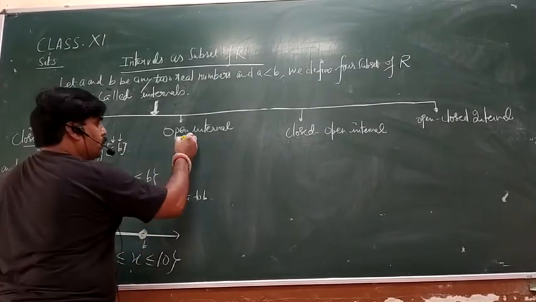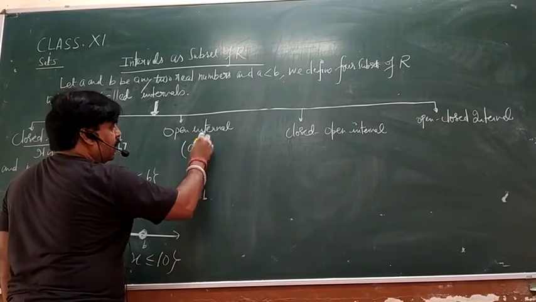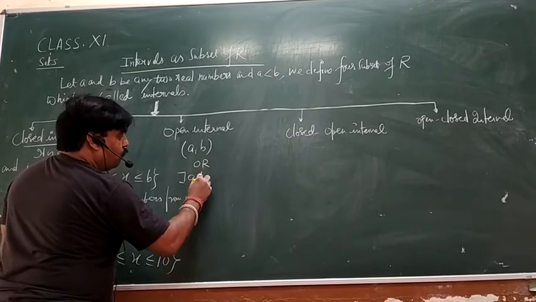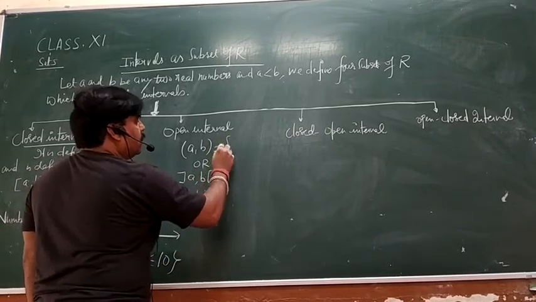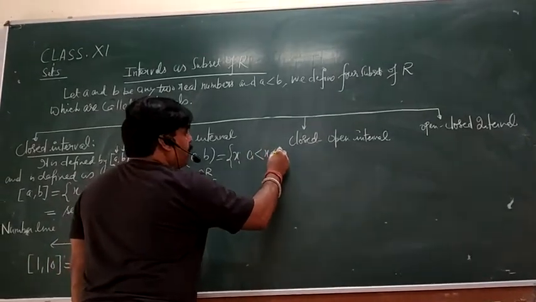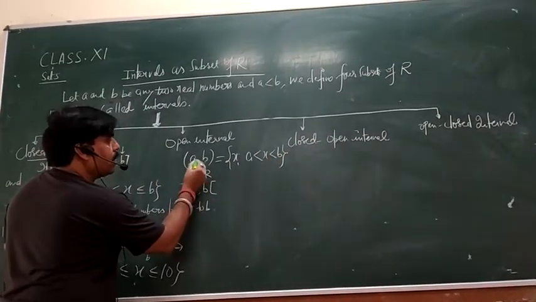Open interval we denote by (a, b). This is the sign of open interval. Or sometimes we also write ]a, b[, which is also the sign of open interval. It means x such that a is less than x is less than b. Remember, here a and b are not included.